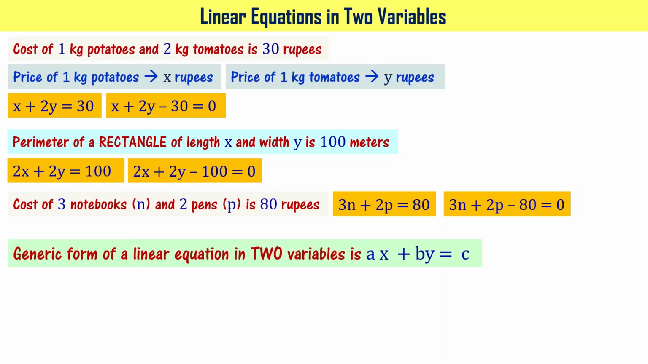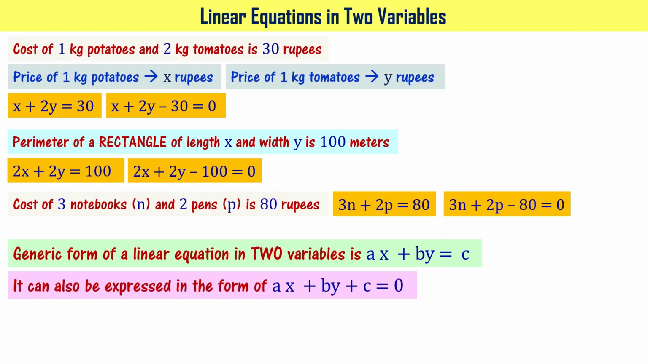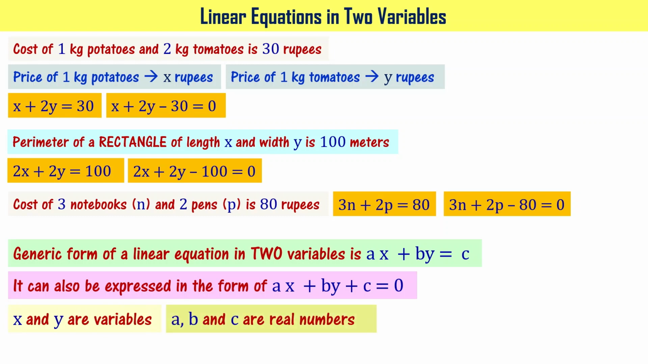Now we can say that generic form for a linear equation in two variables is ax plus by equal to c, or that can also be expressed in the form of ax plus by plus c equal to 0, right? Where x and y are variables, a, b and c are real numbers. Please take a note of this.